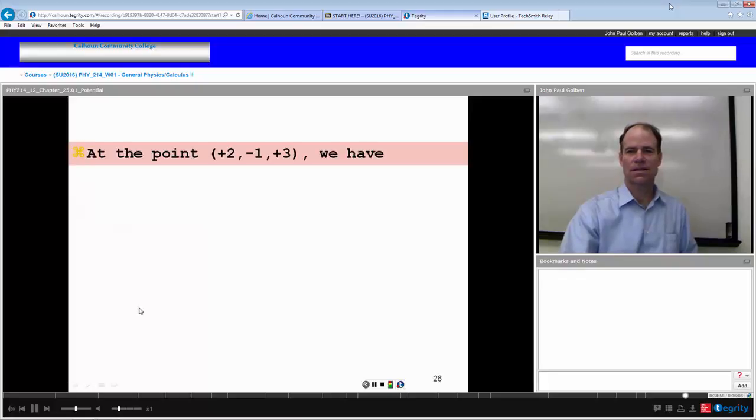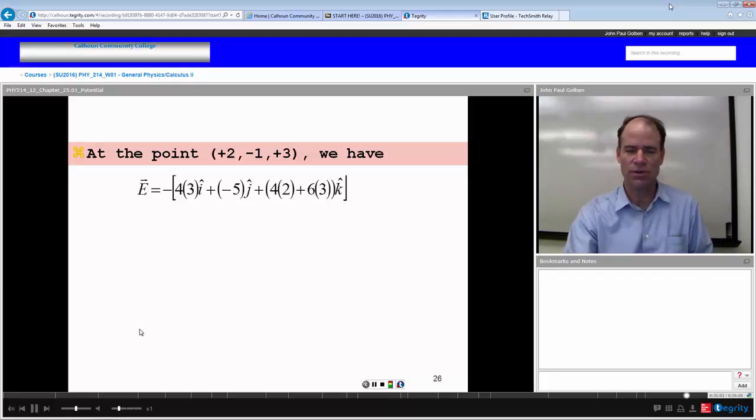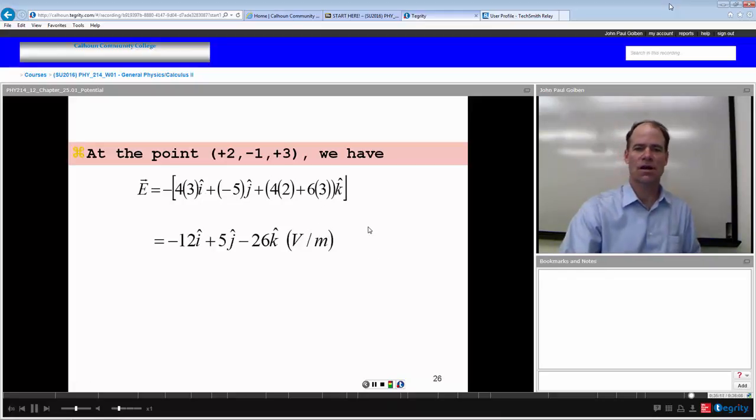Nice. At the particular point where x is 2, y is negative 1, and z is 3, we can plug those into our E field, and we get negative 4 times z, which was 3. Can't do anything here with the j, but x was 2 and z was 3. So our E field at that point is negative 12 i plus 5 j minus 26 k volts per meter.